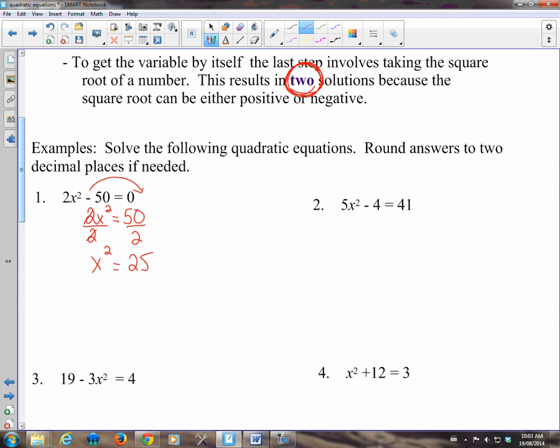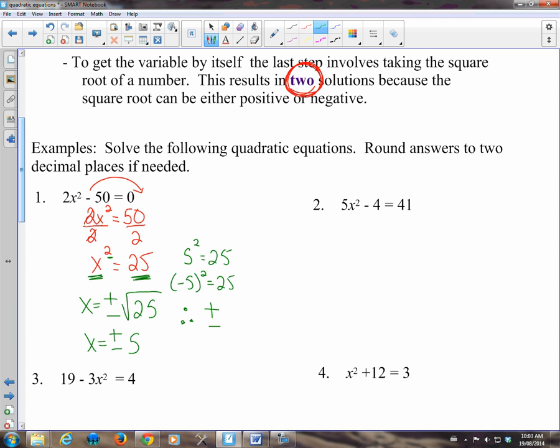Now we're down to the part where we have to take the square root. If you look at that equation, it's saying some number to the exponent 2 equals 25. There are two numbers that you can put to the exponent 2 to get 25. 5 to the exponent 2 equals 25, and negative 5 to the exponent 2 equals 25. Therefore, we have to have a positive and a negative answer whenever we square root. So x will equal positive or negative, whatever the square root of 25 is, which in this case is 5.